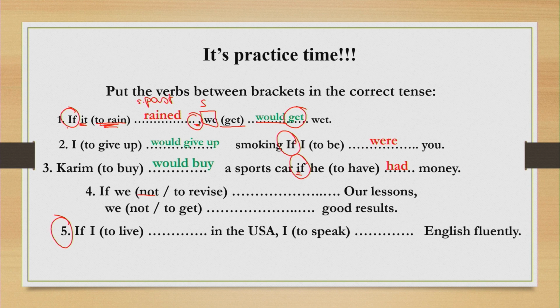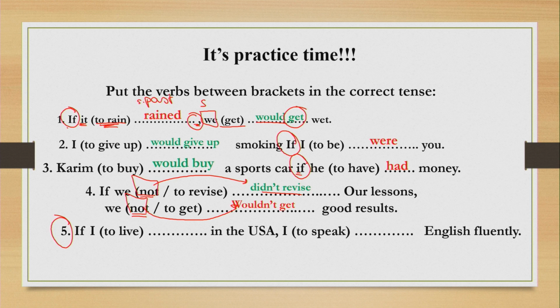Let's go now to number 4, the fourth sentence. And be careful, as I told you, because here we have the negative form. We have: if we didn't revise our lessons, that's correct, we wouldn't get good results, which means here we have conjugated the verb into the negative form in the simple past. And the same thing here, we have not, which becomes wouldn't, as you can see.